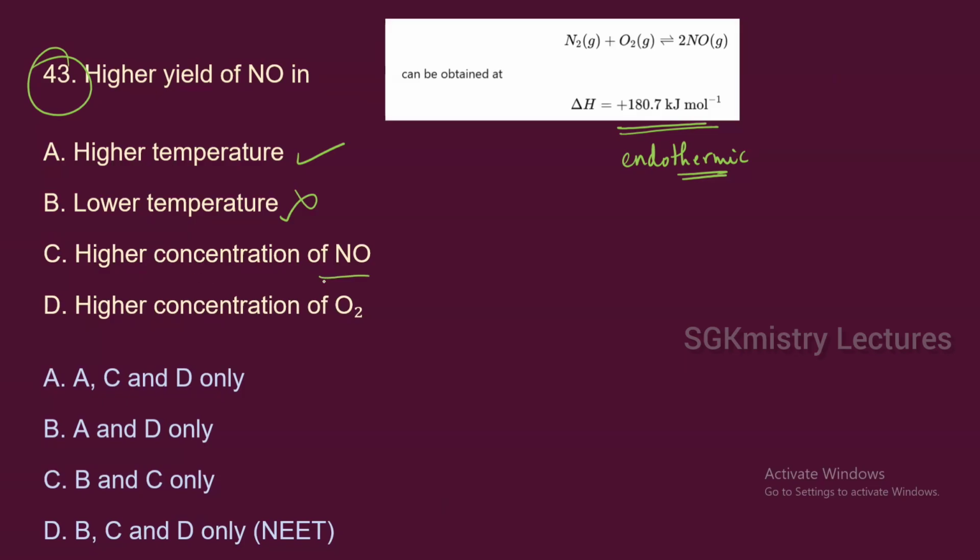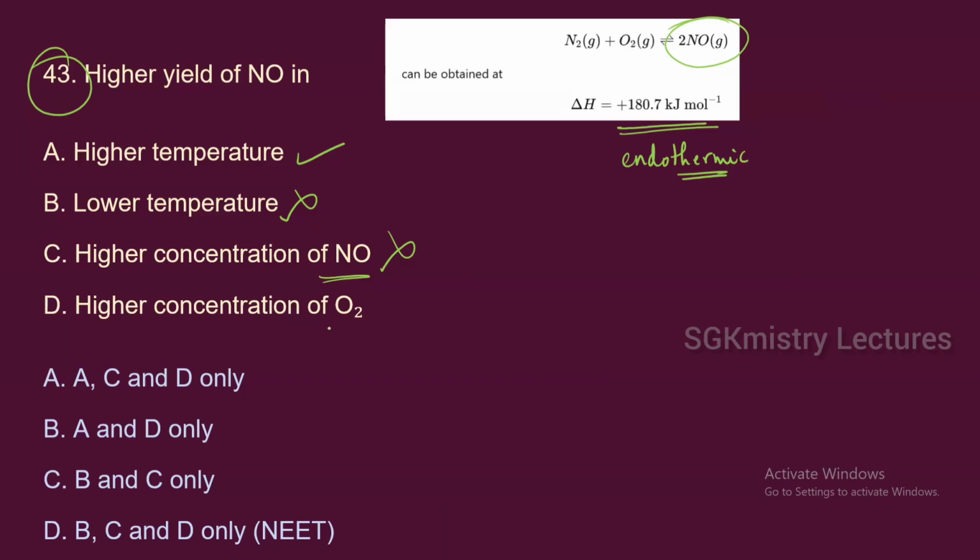Next, higher concentration of NO. If you increase the concentration of the products, then what happens? The reversible reaction will take place, the opposite reaction will take place and more reactants will be produced. The reverse reaction takes place. So this will not increase the yield of NO.